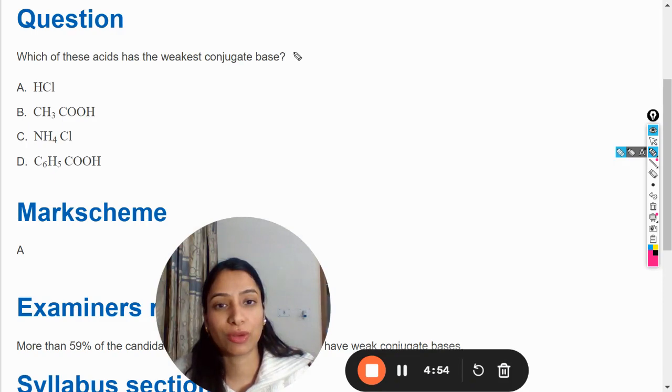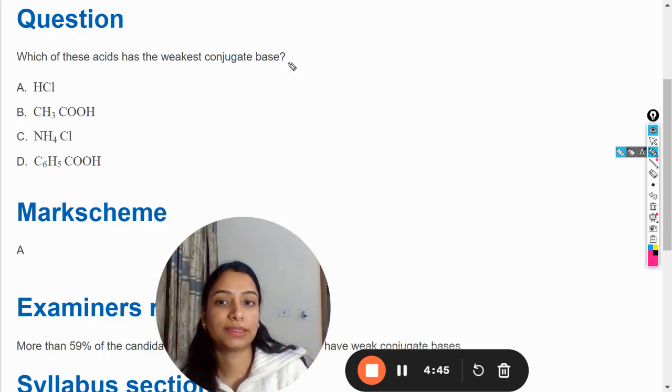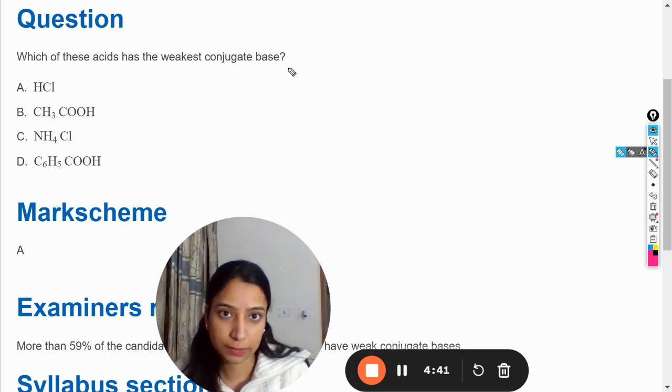This question is from the topic strong and weak acids and bases. And this question is: which of these acids has the weakest conjugate base? So, to solve this question, firstly, we will discuss acid conjugate base pairs.